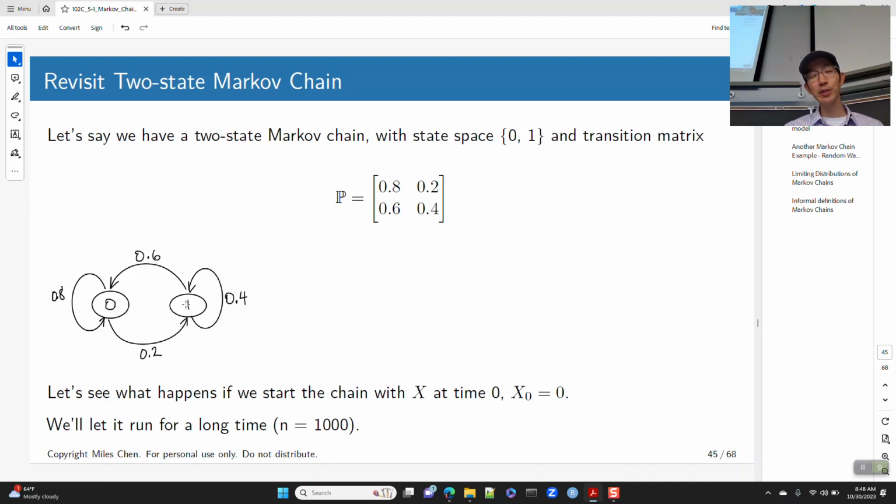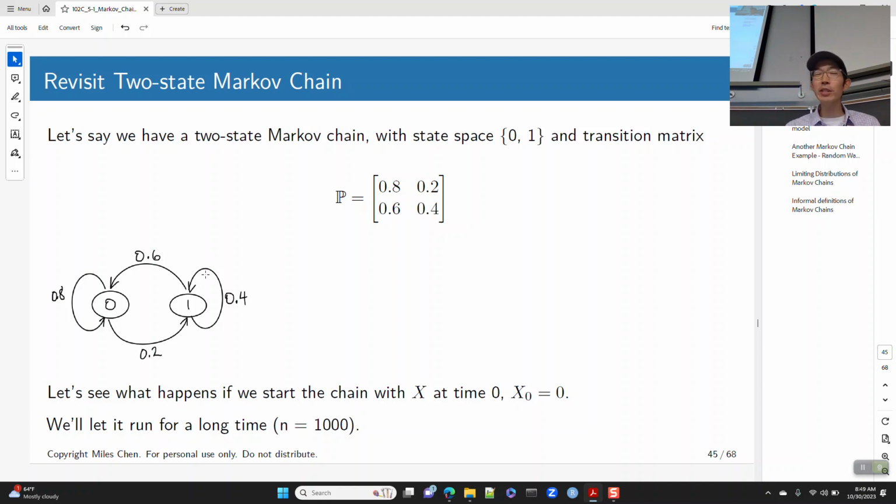And then if we're currently in state 1, we end up transitioning back to state 0 more than half the time as well, right? So the only way we end up at state 1 is if we transition from state 0 to state 1, which only happens with probability 0.2, or we remain at state 1. We're currently at state 1 and we remain at state 1, which happens with probability 0.4.